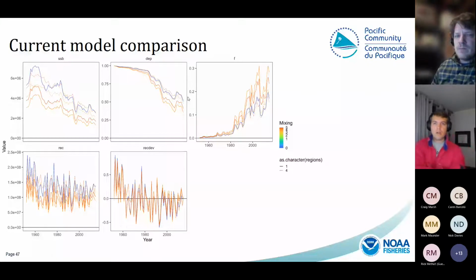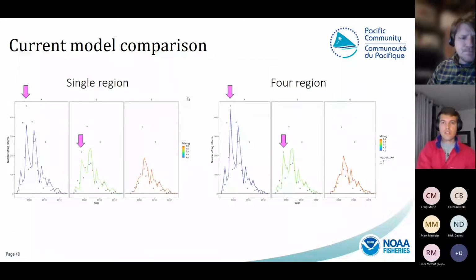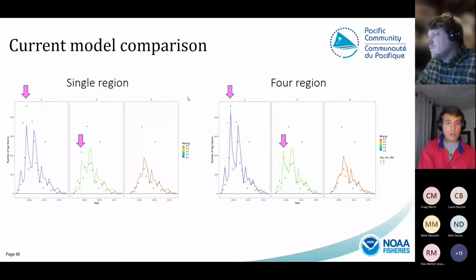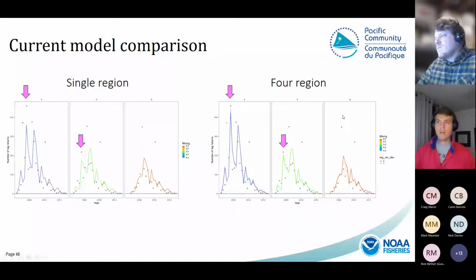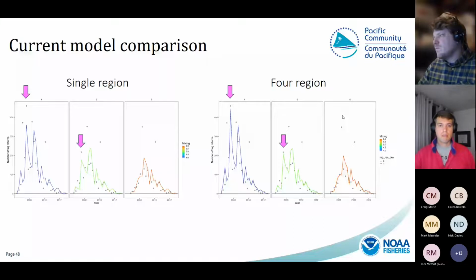Another thing that we wanted to point out with the single region versus the 4-region model is that moving to the 4-region model did improve the fit to the tagging data somewhat. It's chasing those high observations in one of the years a little bit better, and with the 4-region model, it's still not getting all of them. So there's something weird going on that the model's not quite able to match the dynamics. But there was a small improvement when switching to the 4-region model.